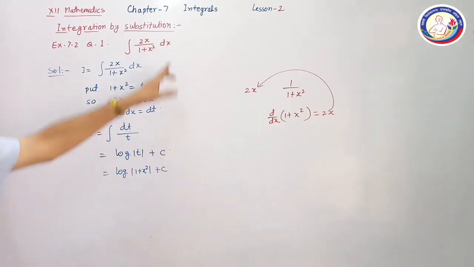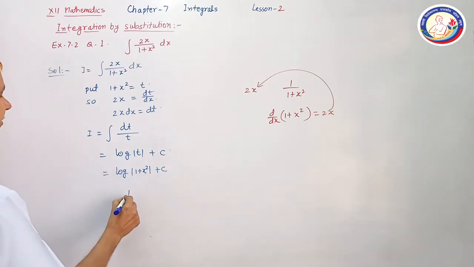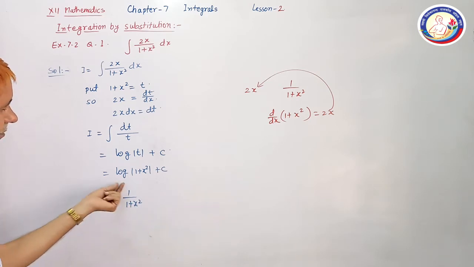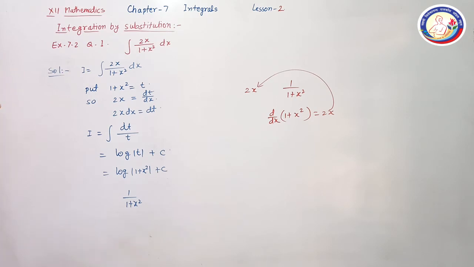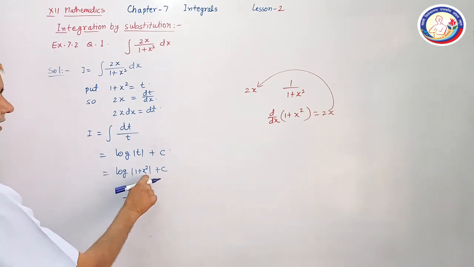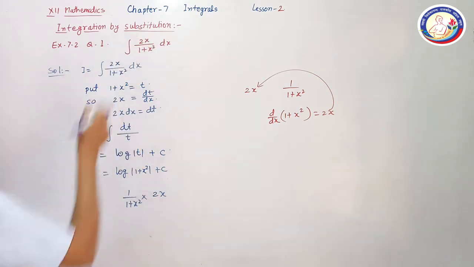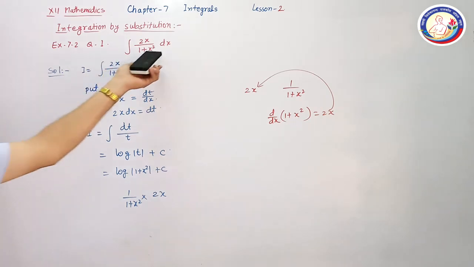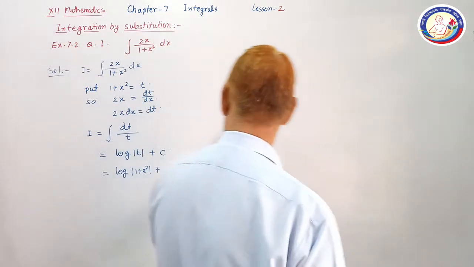Now you can check your answer. Differentiate this with respect to x. Because for log of 1 plus x square, its differentiation is 1 upon 1 plus x square. And again differentiate 1 plus x square with respect to x, we will get 2x. So this is nothing but our integrand.